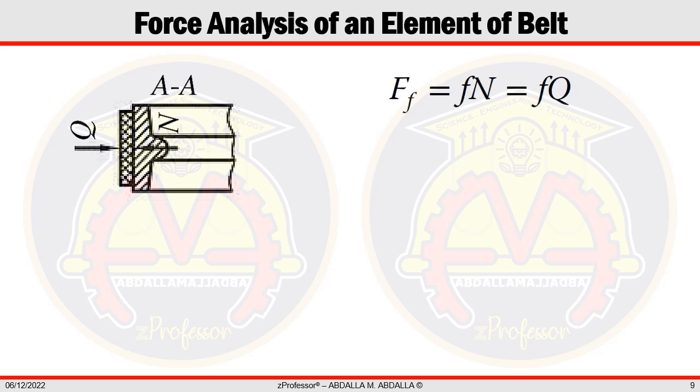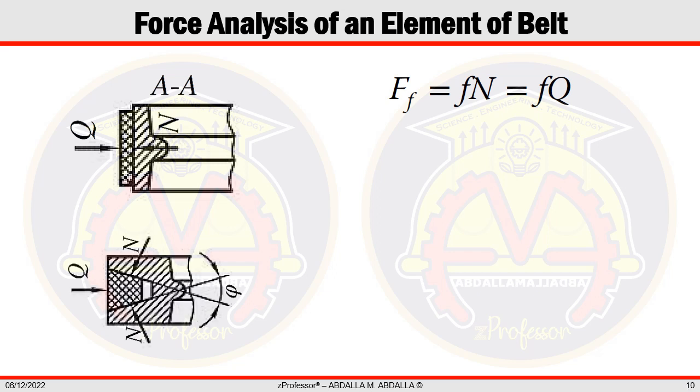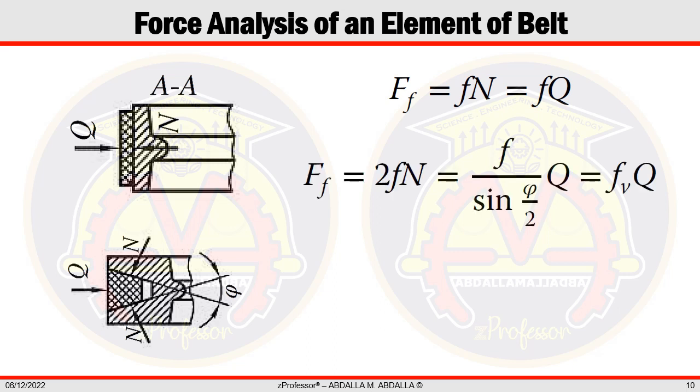The flat belt element that a radial force Q is exerting on a pulley is shown in this diagram. The flat belt working surface's frictional force is F subscript F equals f multiplied by N equals f multiplied by Q. Without considering friction in the radial direction, the bottom left picture shows a section of a V-belt acting on a sheave with the same amount of radial force Q. The frictional force on the working surfaces of the V-belt is F subscript F equals 2Fn equals f divided by sine phi over 2 multiplied by Q. This is fv multiplied by Q.